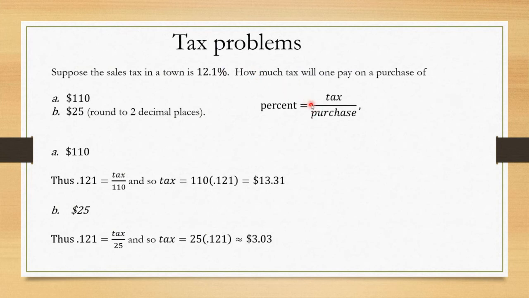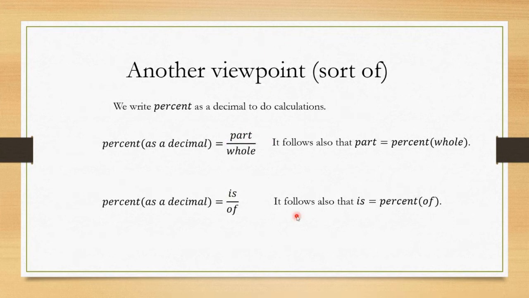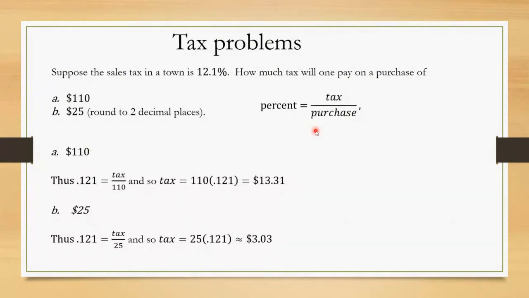Now, usually the tax is a part of the whole purchase. So in other words, the purchase price, how much you spend, that's usually your whole. Tax is a part of it. So what I'm really using is this here. This is what I'm using. I just wrote it in like this just to make it easier. Again, percent here has to be written as a decimal.